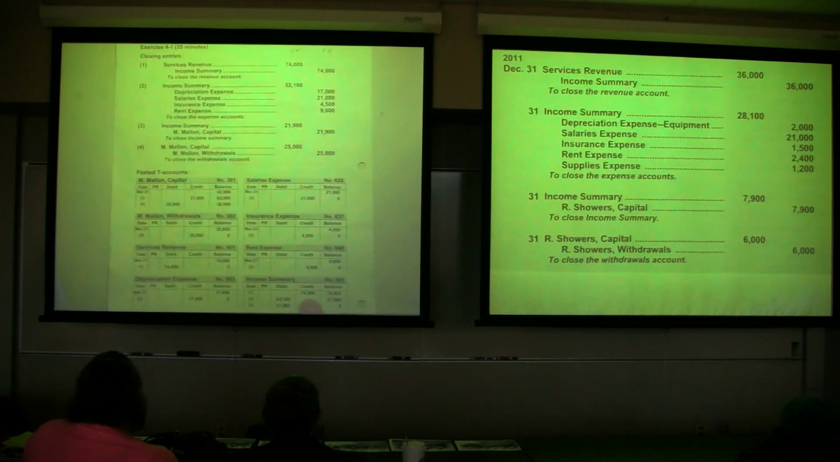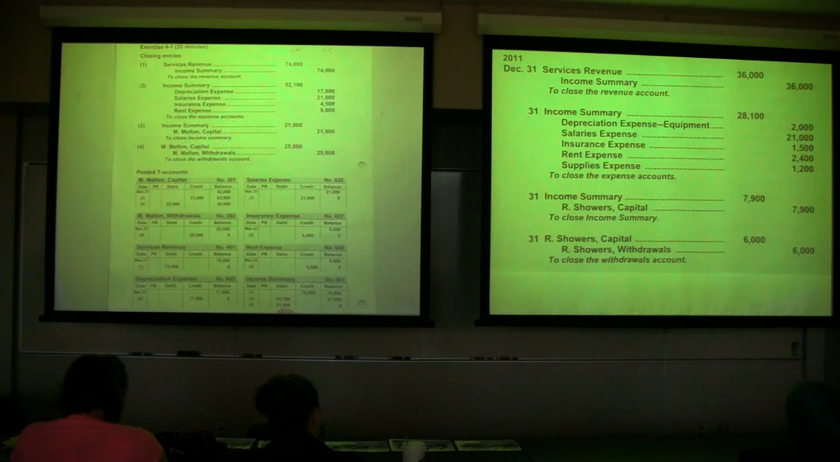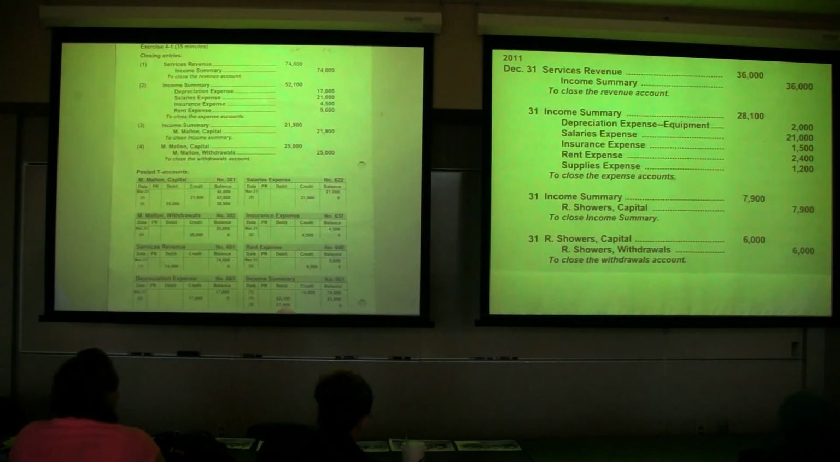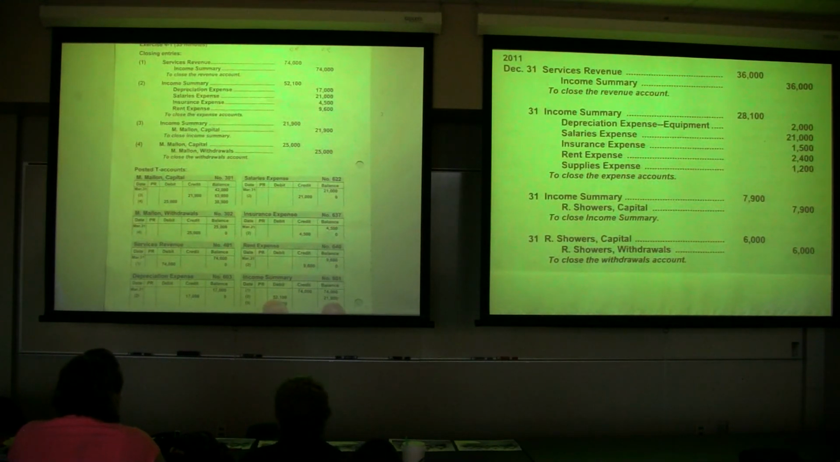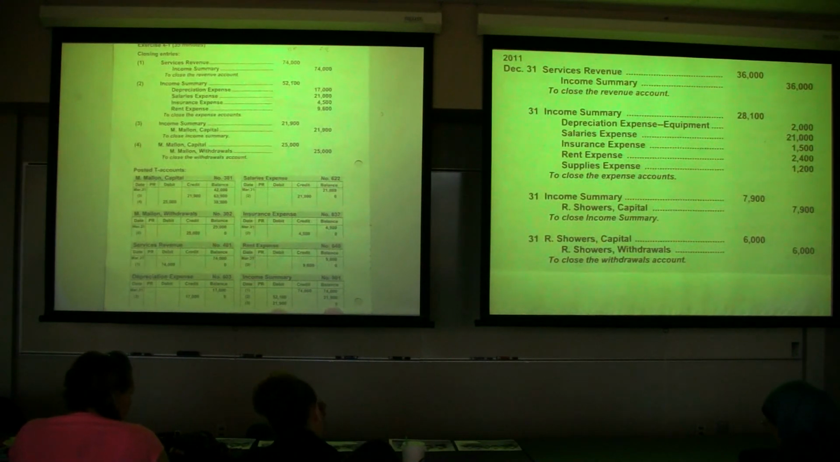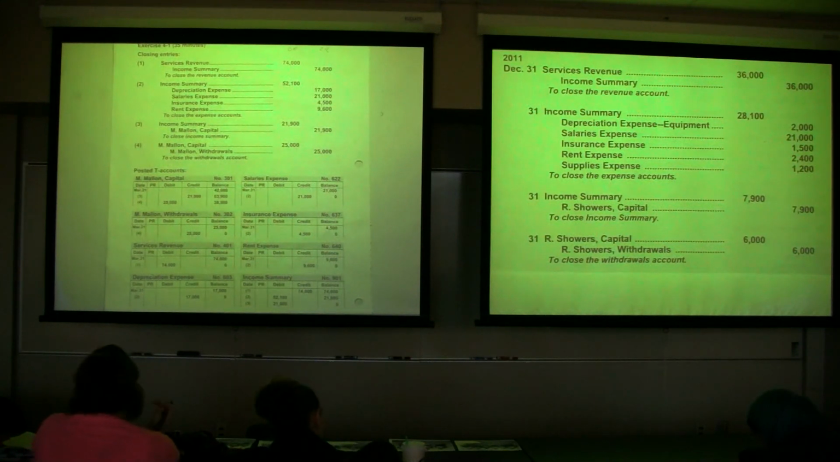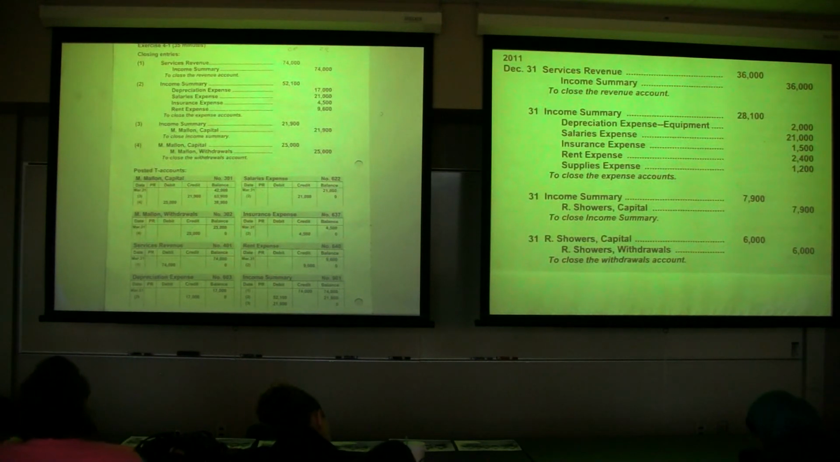So this is the total revenue. This is the total expense, and this is where you transfer the balance to the income summary. So here's the revenue. Here's the expense, and here's the balance when you transfer the expense, and then you transfer that to the capital. Does that make sense?